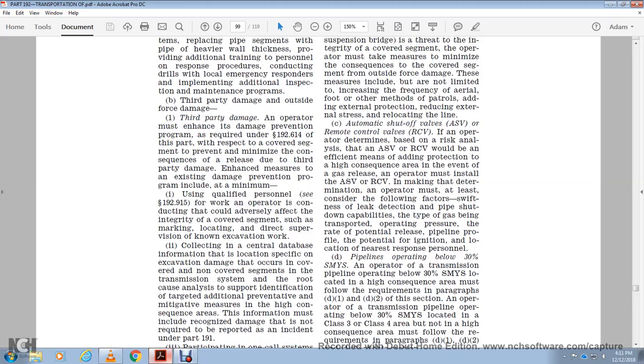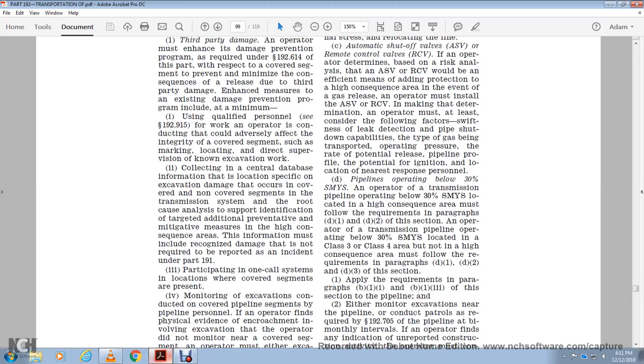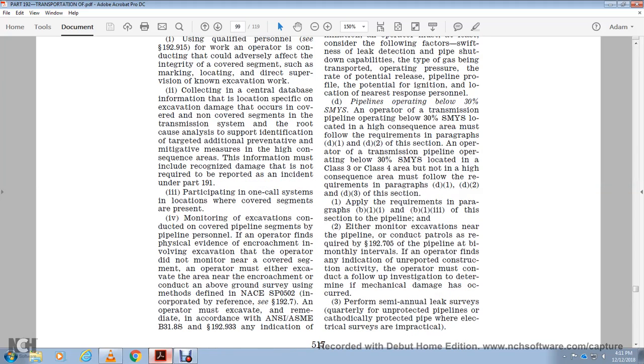A transmission pipeline operating below 30% of the specified minimum yield strength located in a high consequence area must follow the requirements of paragraphs D1 through D2 of this section. An operator of a transmission pipeline operating below 30% of the specified minimum yield strength located in a Class 3 or 4 area, but not in a high consequence area, must follow the requirements of paragraphs D1, D2 and D3 of this section, applied to the covered segment of the pipeline.